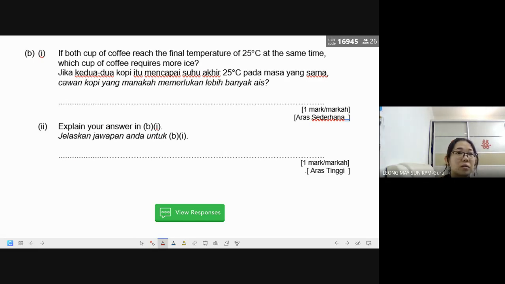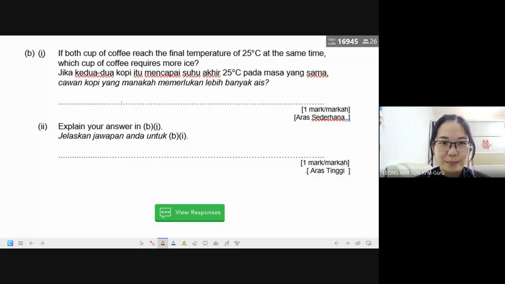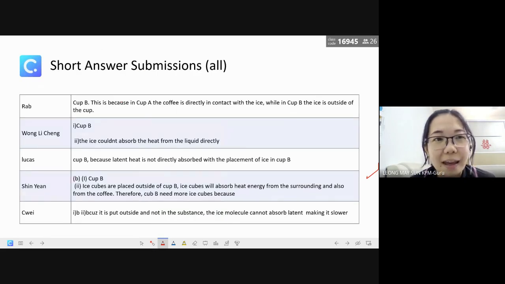Okay, so over here, let's see what answers you guys actually responded. Rabika says because in cup A coffee is directly in contact while cup B is ice outside the cup. Thank you for being an example, Rabika. When the question asks which cup requires more ice, and then asks you to explain your answer, your answer is cup B, so you have to explain your answer. Don't explain cup A. Just explain about B enough. Don't waste your ink.